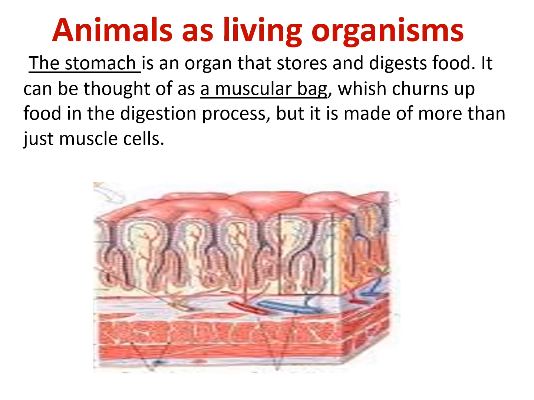It can be thought of as a muscular bag, which churns up food in the digestion process. But the stomach is made of more than just muscle cells. It has other cells and other tissues. Let's know about the other tissues.